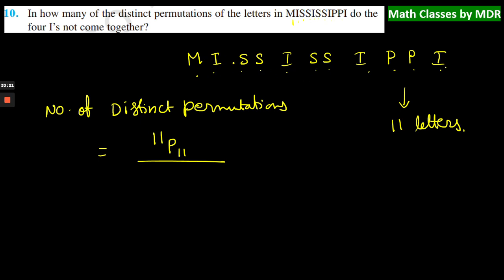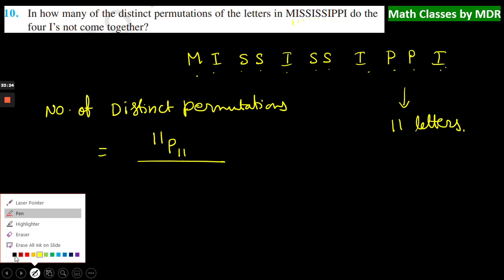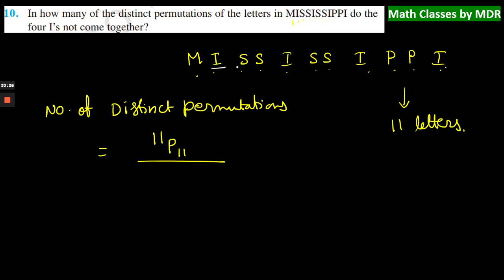But here all the letters are not distinct, right? You can see that there is repetition of the letters. See, I is repeated 1, 2, 3, 4 times. 4 times it is repeated. So we have to take away the similar terms we get through these I's. So how do you take that away? By dividing it by 4 factorial. And S is repeated 4 times, so this also you have to divide by 4 factorial. And P is repeated twice, and then divide by 2 factorial. Whatever letters are repeating, you have to divide by that factorial to avoid the same words coming.